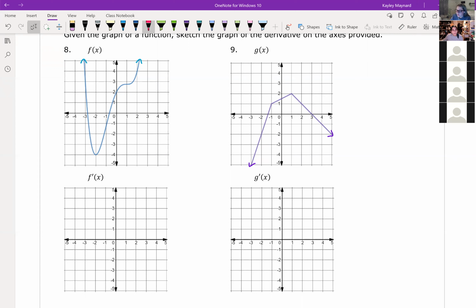Spots where the derivative is 0 are spots like this, where you have a min. Spots where the graph turns around, kind of flattens out. So this is another one here where it flattens out. So those are 2 spots that I've identified where the derivative could be 0 or will be 0.